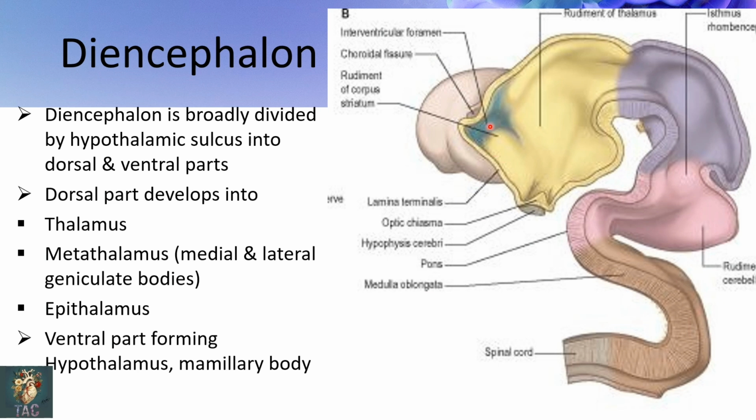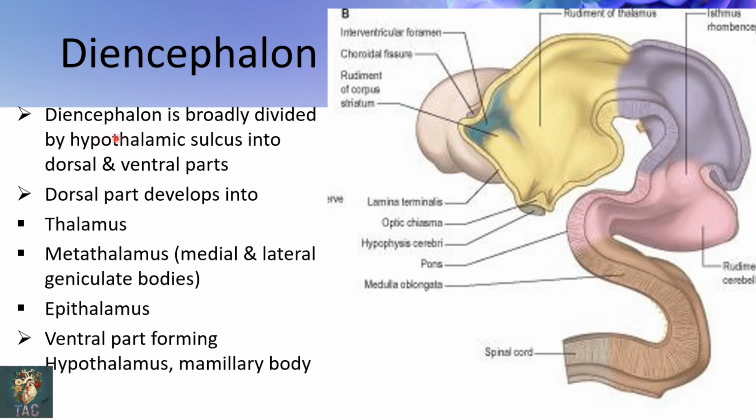Here will be the interventricular foramen of Monro, and through this foramen both the lateral ventricles and the third ventricle are connected to each other, and in the roof you can see this is the choroid plexus which is forming over here. This is the rostral limit of the median part of the forebrain, that is the lamina terminalis, and below and behind the lamina terminalis you can see this is the optic chiasma, and then the hypophysis cerebri is present. Behind this diencephalon, here is the area of the mesencephalon, and then the rhombencephalon is developing.